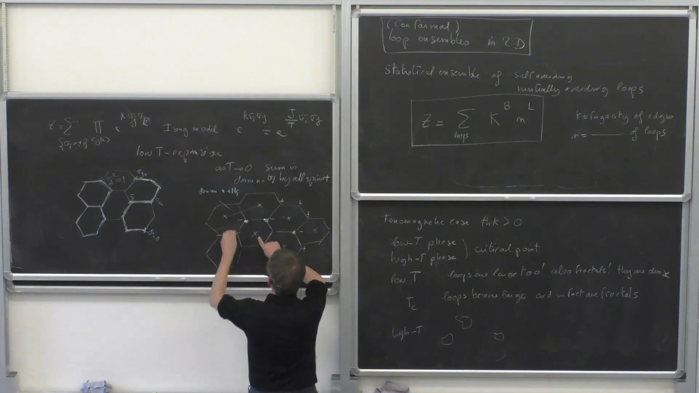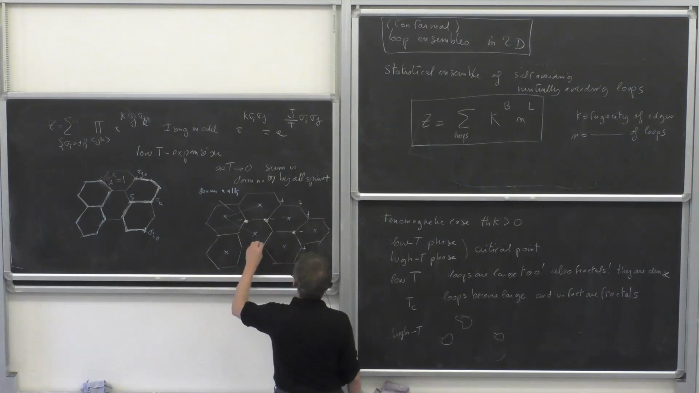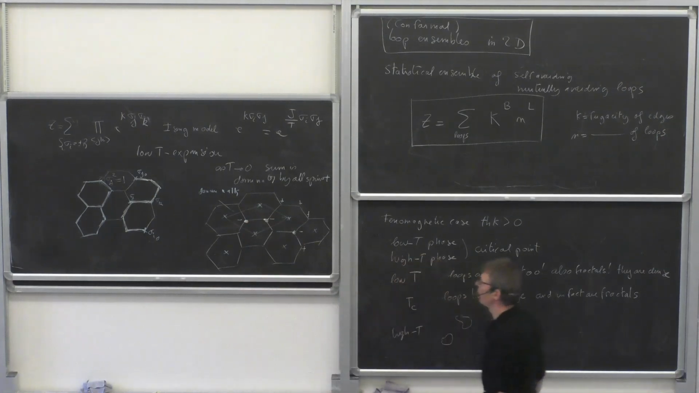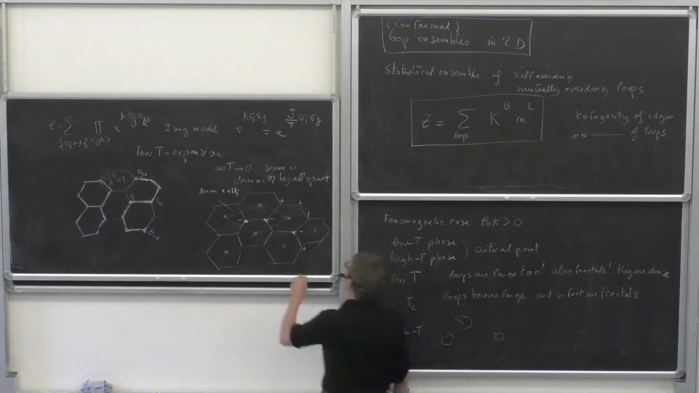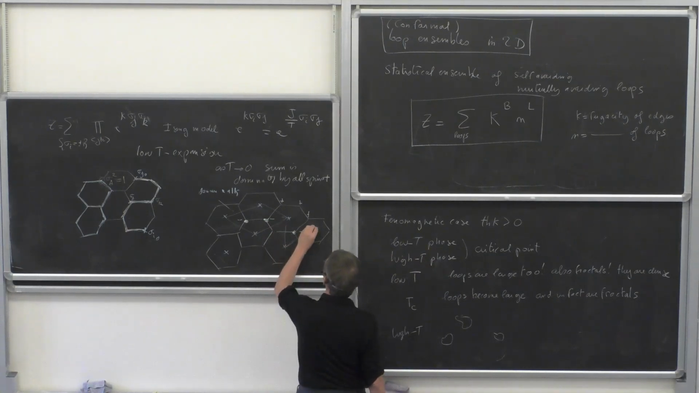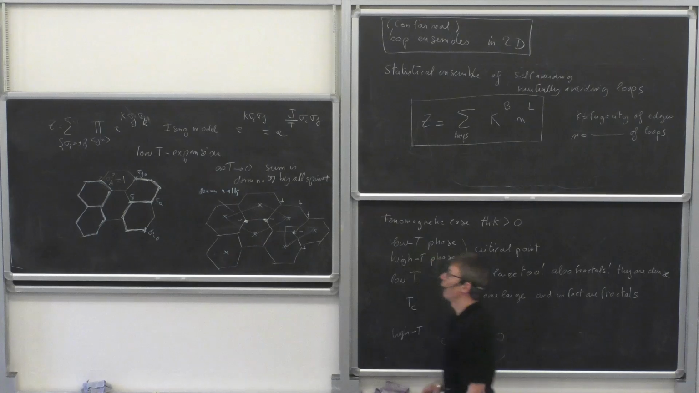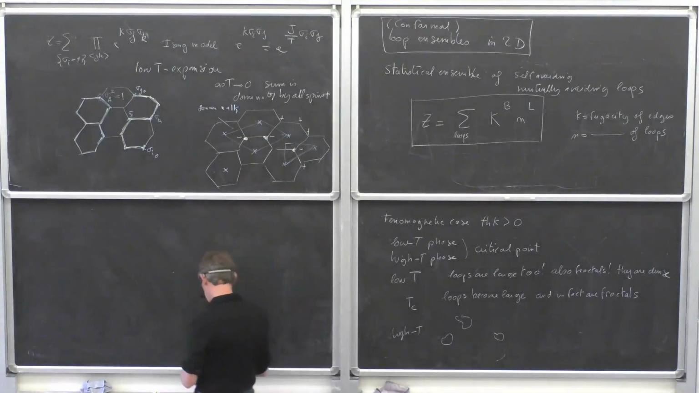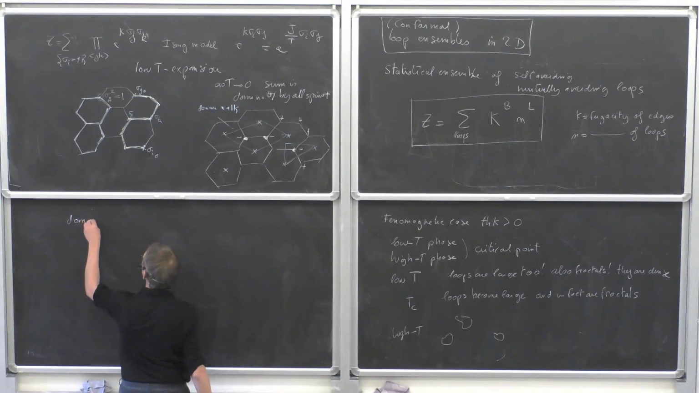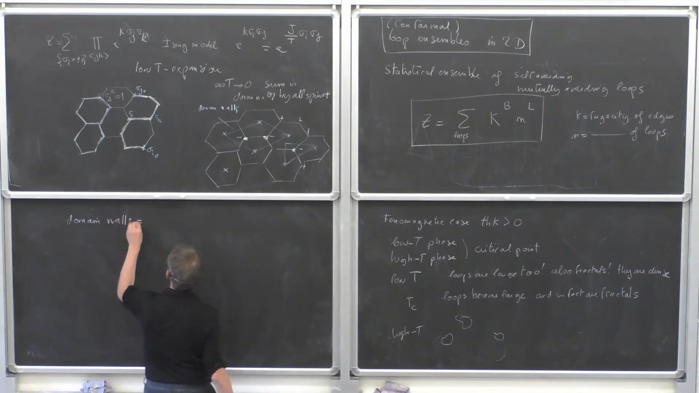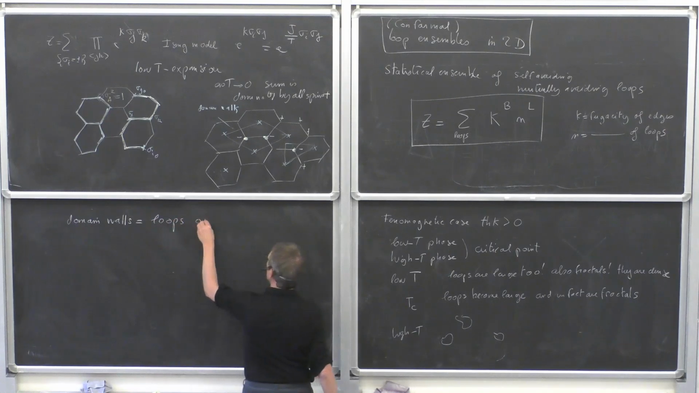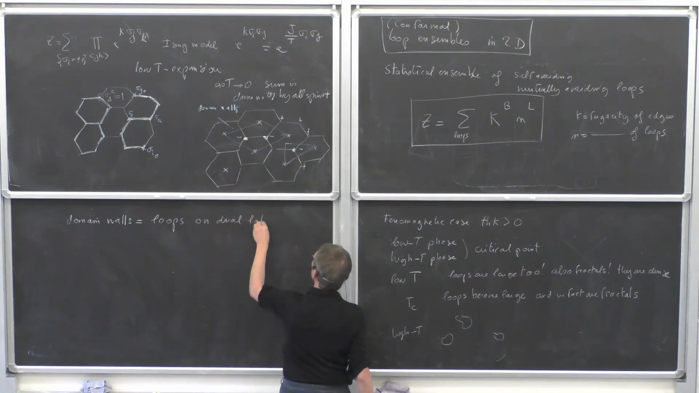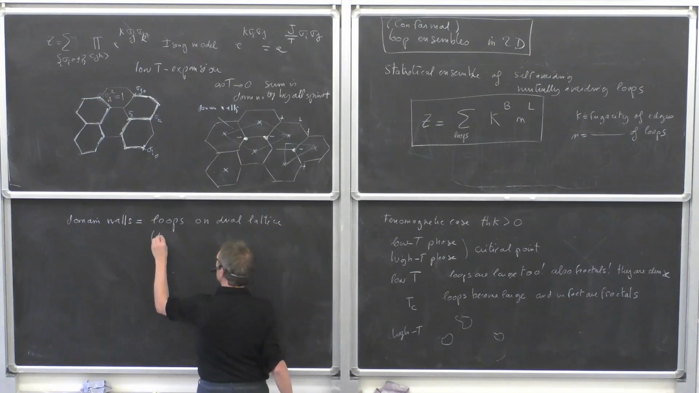So here I have a domain wall, here I have a domain wall. Let's see. And then this is a minus, this is a plus. So here I have a domain wall. And here I have a domain wall, something like this. I'm sure my drawing is very bad, but you see what I mean. And here I have a domain wall, here I have a domain wall, here I have a domain wall. In general, what we would get are loops on the dual lattice, which in that case is probably the triangular lattice.